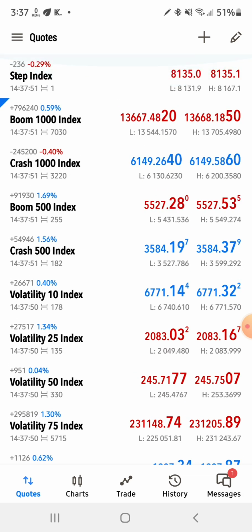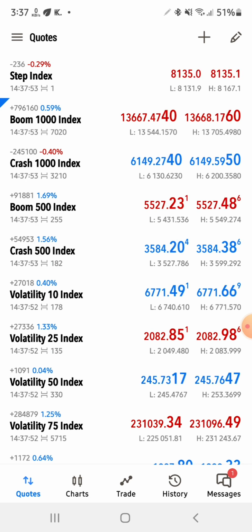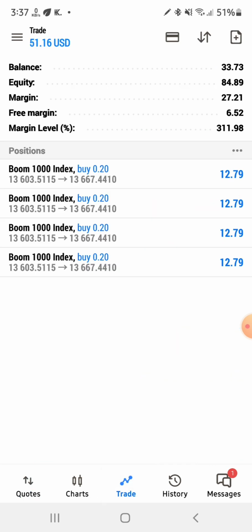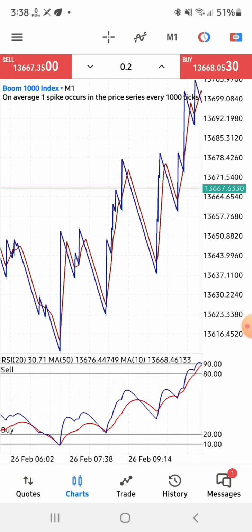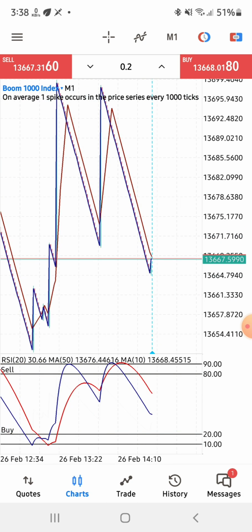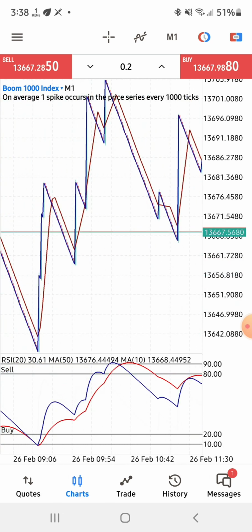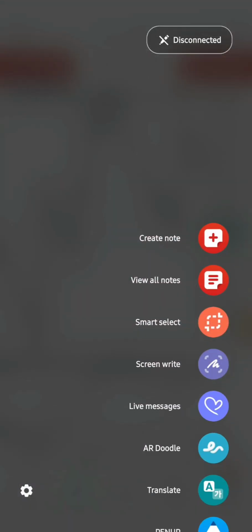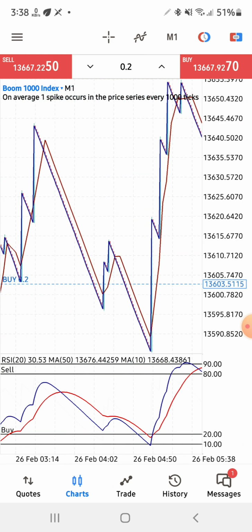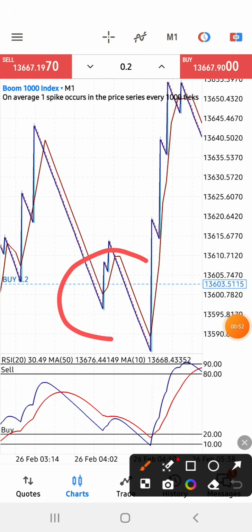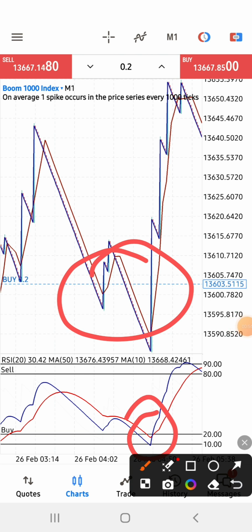As you can see, I'm holding a running position on Boom 1000 now, and I'm going to show you how I entered this particular one. First thing you need to know, the zoom level is just 1, so you have to zoom out completely and go into your chart once. Once you are there, let me show you the exact point I took this position. As you can see, that is the exact point I took this particular position.